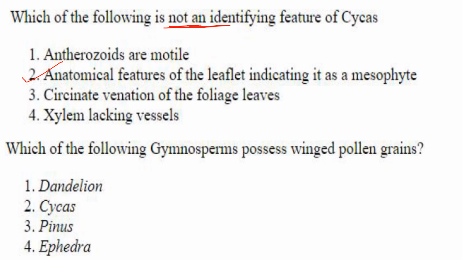Then which of the following gymnosperms possess winged pollen? Dandelion. Dandelion is not a gymnosperm, it is an angiosperm. So the first option itself is not correct. Cycas is a gymnosperm, but it does not possess winged pollen. But Pinus has winged pollen grains. So Pinus is the answer. Ephedra also does not have winged pollen grains.